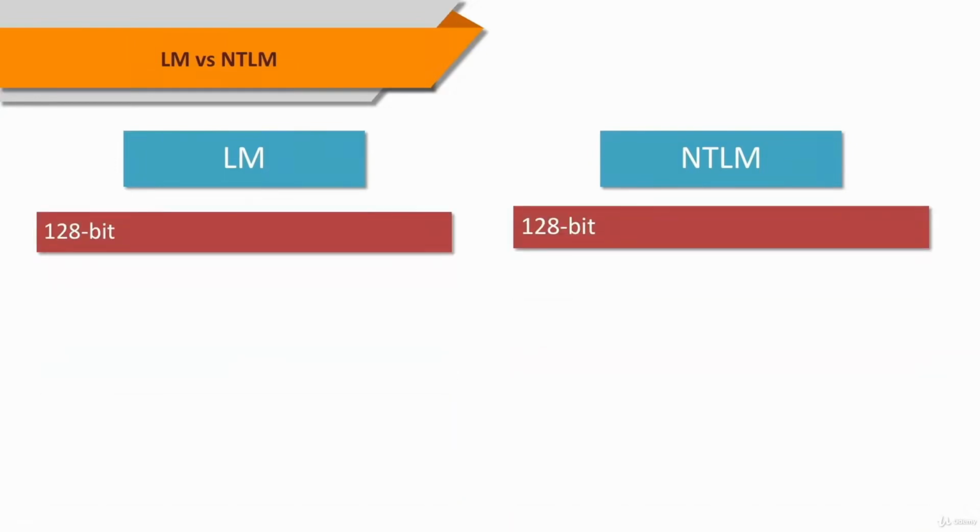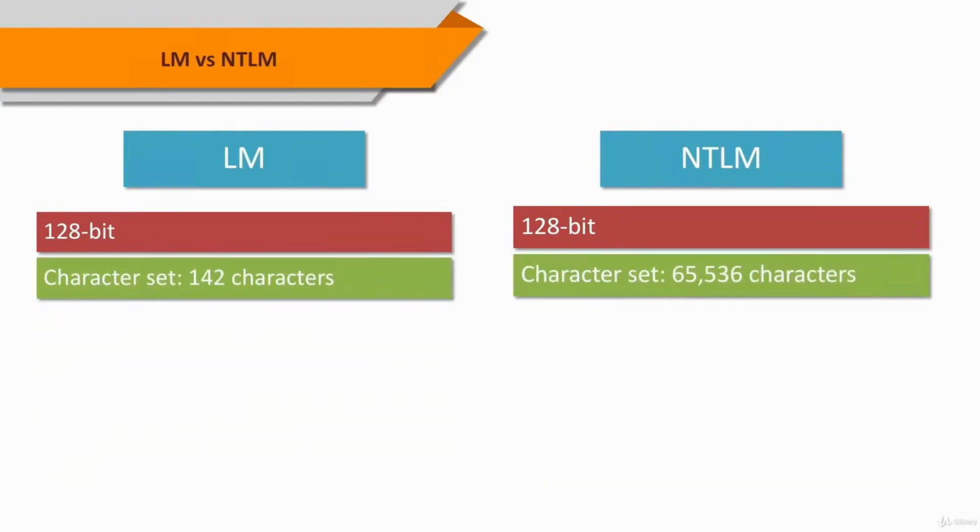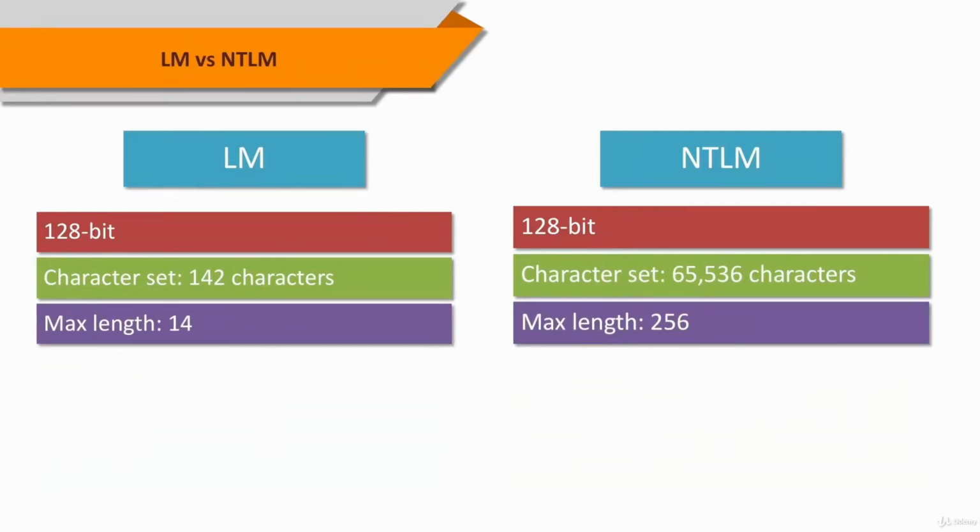Both types of hashes generate a 128-bit stored value. The LM hash has a limited character set of only 142 characters, while the NT hash supports almost the entire Unicode character set of 65,536 characters. While LM allows ciphers up to 14 characters in length, NTLM allows ciphers up to 256 characters in length. Well, you can specify a password consisting of more than 14 characters, but the LM algorithm takes only the first 14 characters of the password into account.